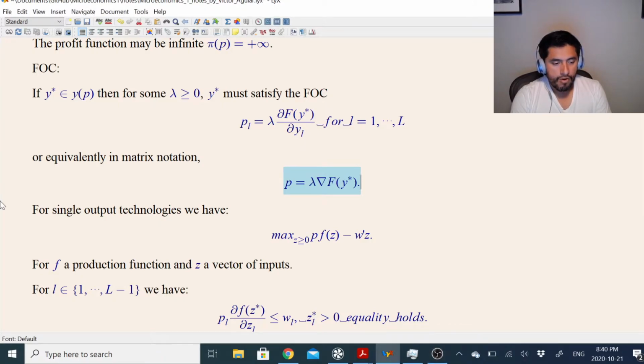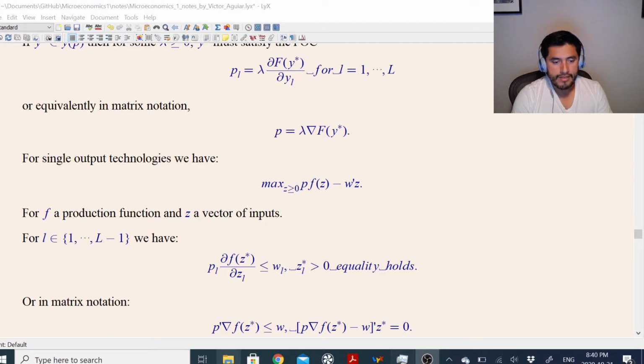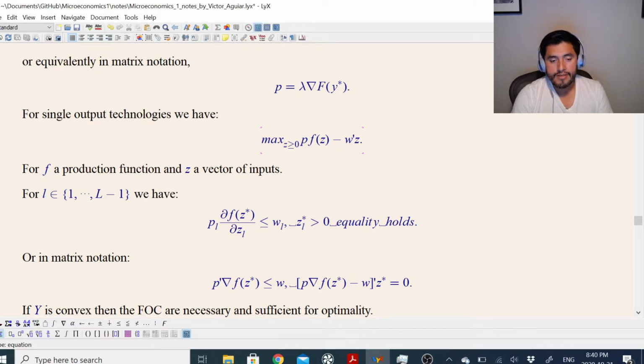Now, for the case of single output technologies, basically you can maximize over z, which is the amount of inputs, and then you replace the fact that the quantity q is equal to the production function at the frontier, f of z. Then, given the prices, sales are equal to p times f of z, minus the cost, w being the price of inputs, and z the quantity of inputs. Then you choose the quantity of inputs to maximize profits.